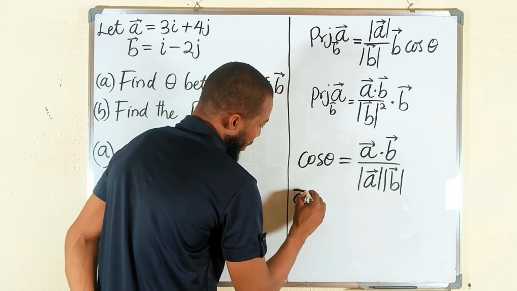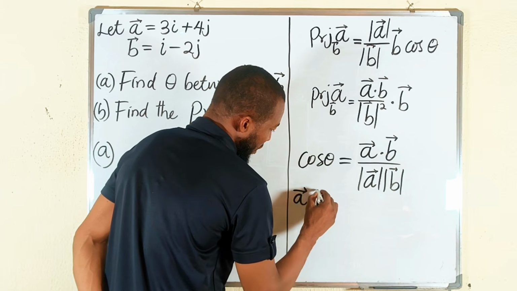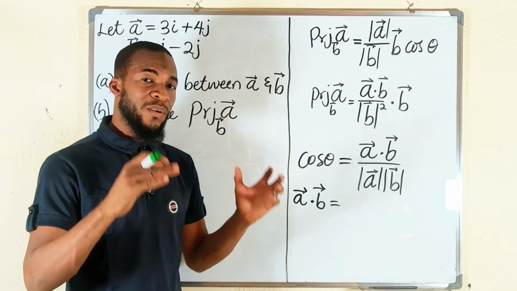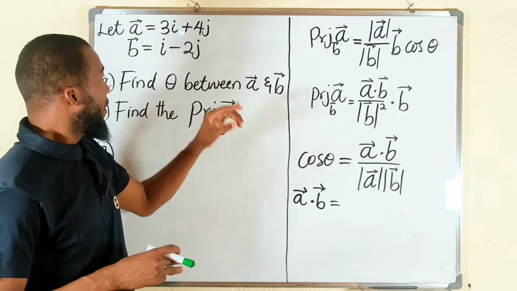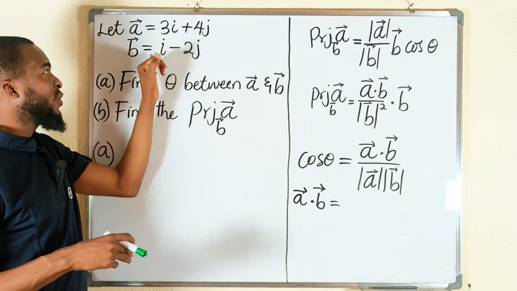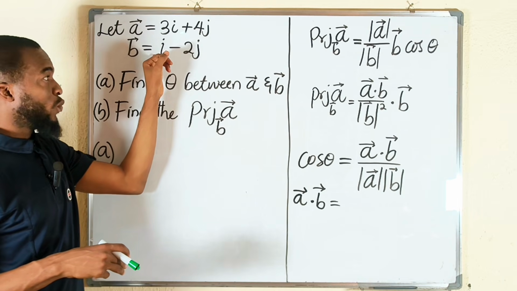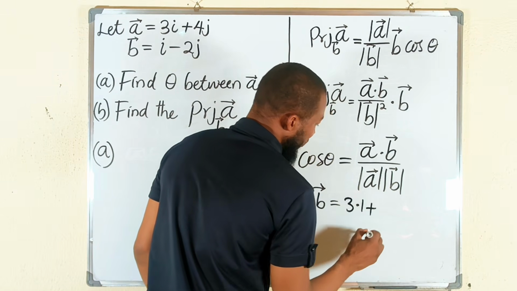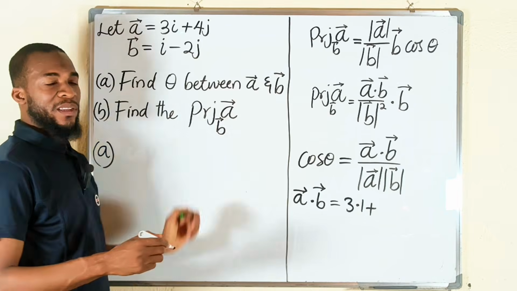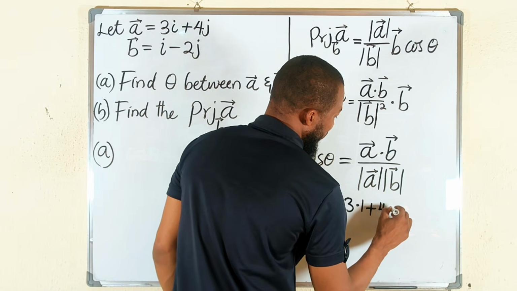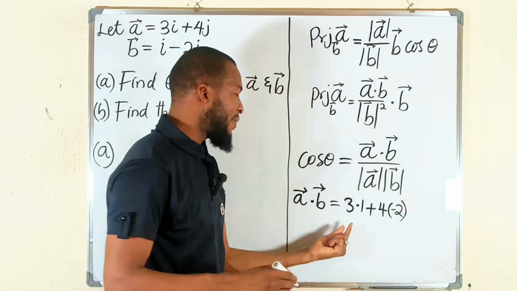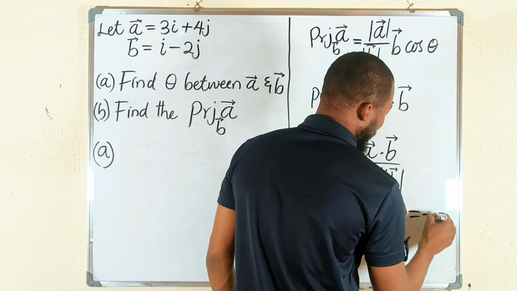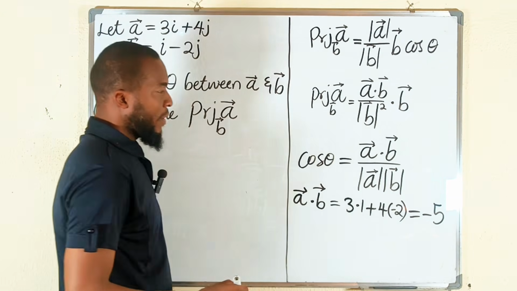A dot B is always equal to the sum of the product of their corresponding components. X component for A is 3, X component for B is 1. So you have 3 multiplied by 1, then plus Y component, 4 times negative 2. So this is 3, this is minus 8. 3 minus 8 is minus 5. Therefore, the dot product is minus 5. We are done with the dot product.